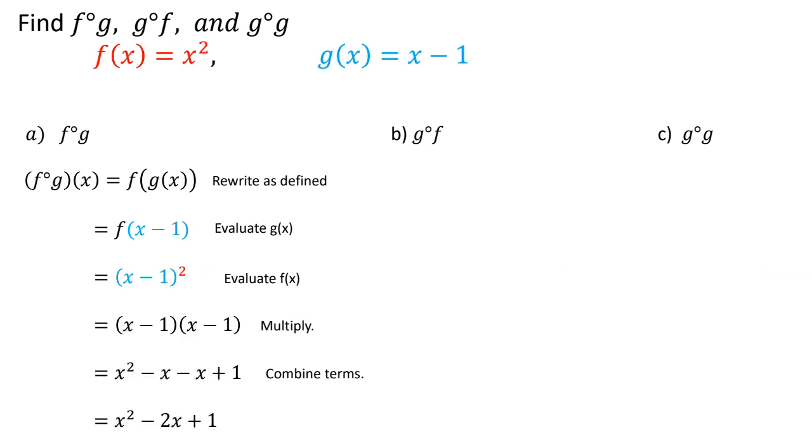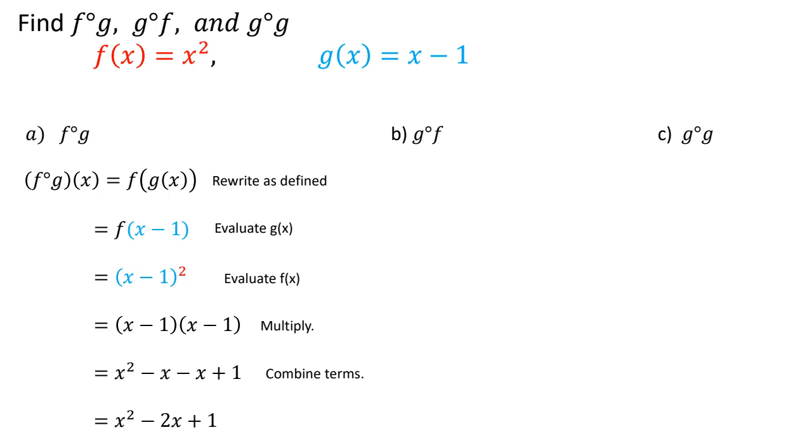All right, so let's go ahead and practice some more with these. Okay, I have two functions. F of x is equal to x squared. G of x is equal to x minus 1. The first one, again, they want me to find f composed of g. So I rewrite it as function f. I'm inputting function g. Function g is x minus 1.